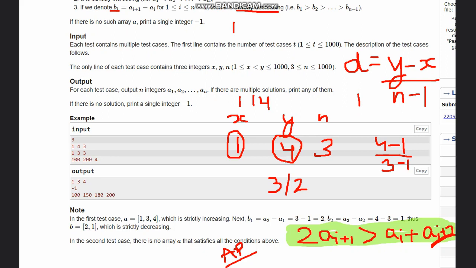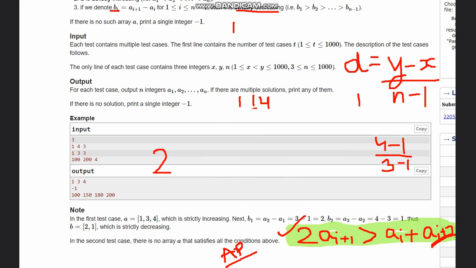Now we will check this condition first. When we check 2 times a(i+1), a(i+1) is this, so 2 into a(i+1) is 2. And our a(i+2) plus ai: ai is 1, a(i+2) is 4. So it gives us 5. So 2 is not greater than this.